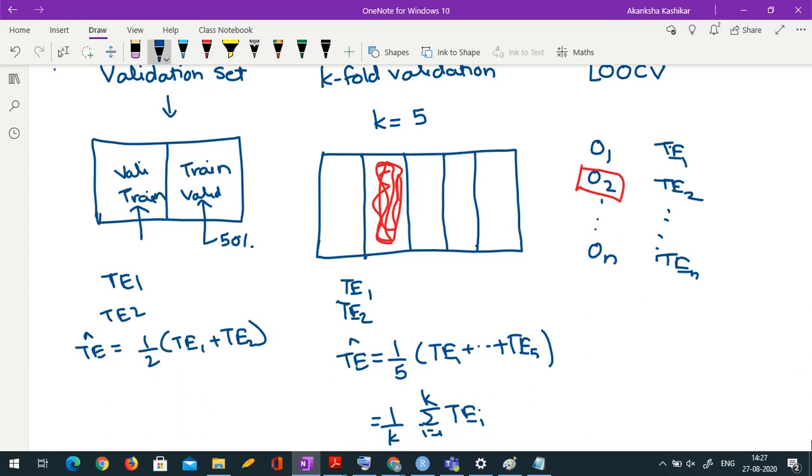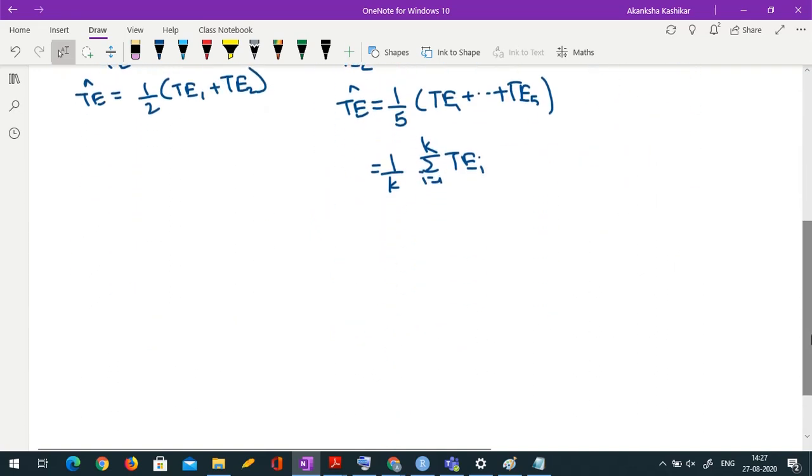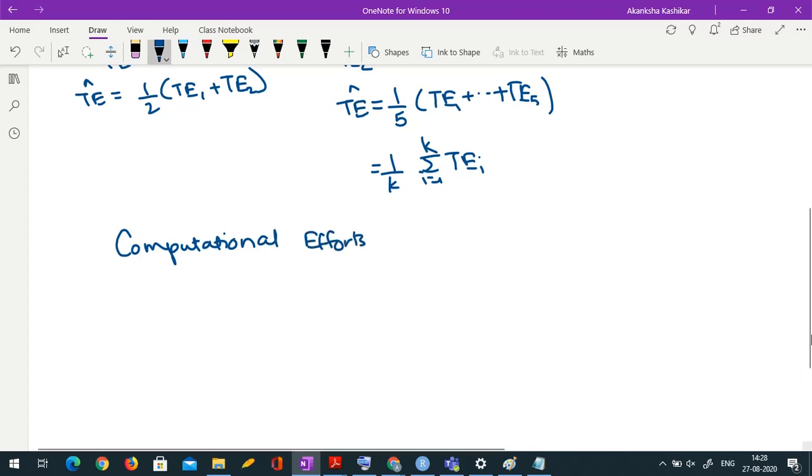Now, what are the pros and cons of each of these methods? A few of them we have already discussed. Today we will discuss a few more. First of all, let us see the obvious pros and cons. If I talk in terms of computational effort, can I order these validation methods in terms of computational effort?